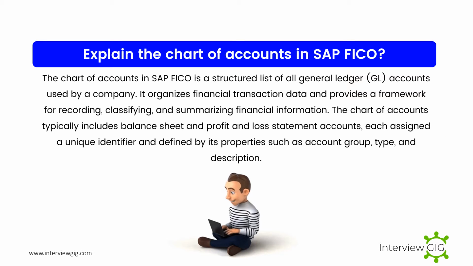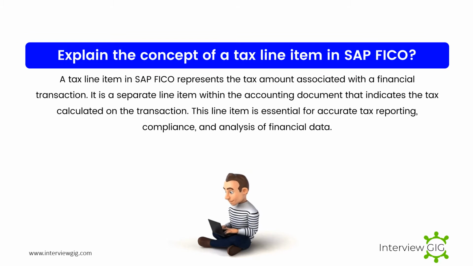Explain the chart of accounts in SAP FICO. The chart of accounts in SAP FICO is a structured list of all general ledger (GL) accounts used by a company. It organizes financial transaction data and provides a framework for recording, classifying, and summarizing financial information. The chart of accounts typically includes balance sheet and profit and loss statement accounts, each assigned a unique identifier and defined by its properties such as account group, type, and description.